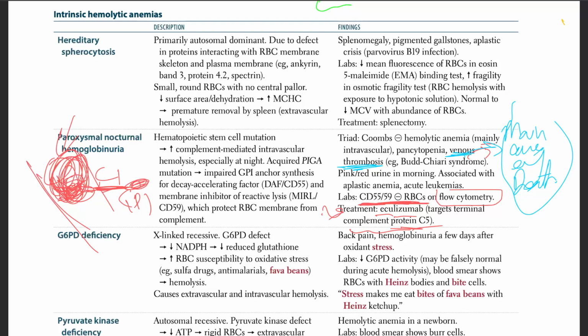But you're not just only getting Budd-Chiari syndrome. What you can also get is all the veins, like portal veins, hepatic veins, cerebral veins. And this one, you have an episodic pink red urine in the morning, episodic. And that's all for the paroxysmal nocturnal hemoglobinuria.